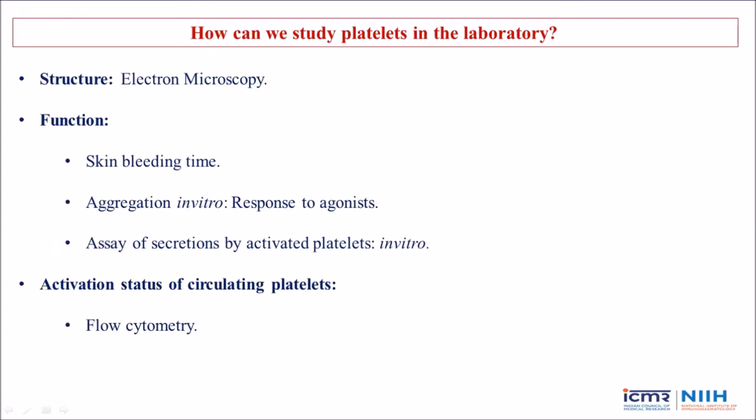Now, what are the ways we can study the platelets in the laboratory? For the structure, there is electron microscopy, which can help in studying the structure of the platelet. Function can be studied in different ways. Previously, it used to be studied by skin bleeding time, which is now more and more getting obsolete. Aggregation studies are still done. They are very handy and helpful. Platelet aggregation studies in vitro, where we see the response to various agonists, and the assay of secretions can be done in vitro. And of course, flow cytometry is there to look for the activation status and the granular components of the platelets.